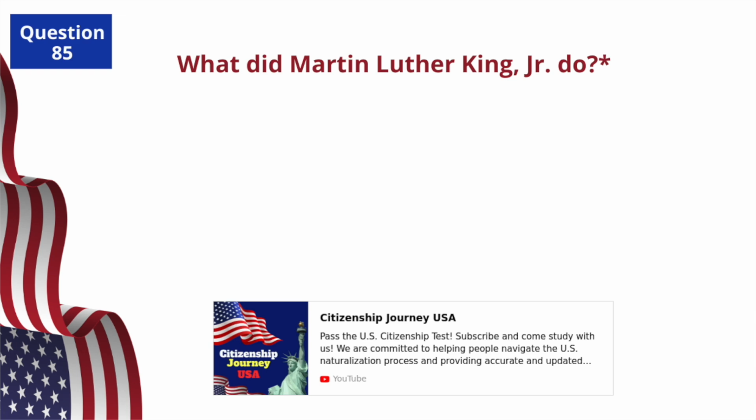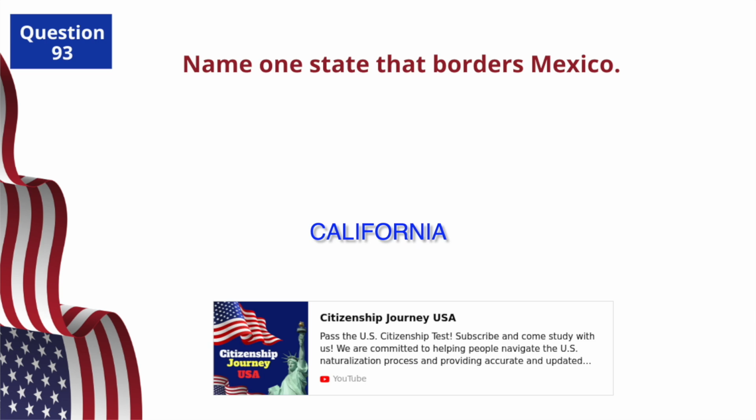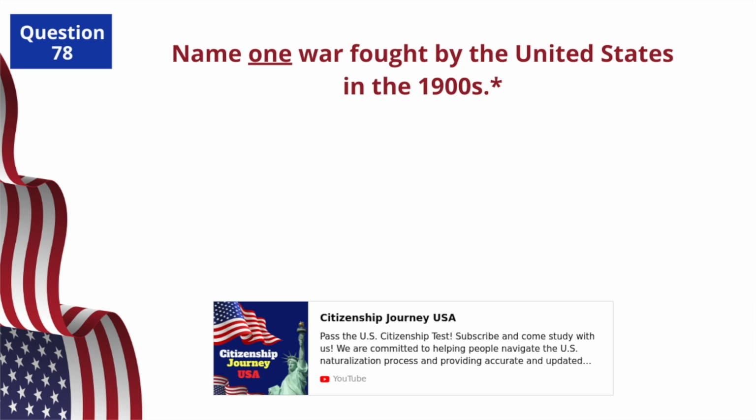What did Martin Luther King Jr. do? Fought for civil rights. Name one state that borders Mexico. California. Name one war fought by the United States in the 1900s. World War One.